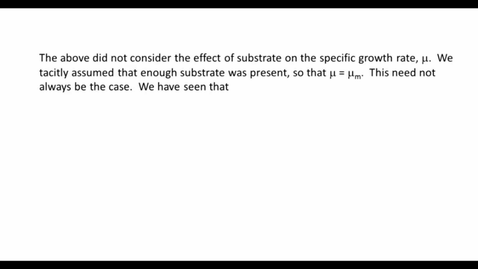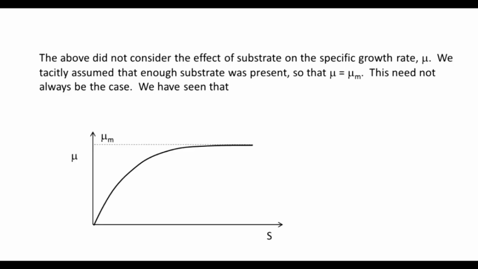The initial analysis, what we have done so far, did not consider the effect of substrate on the specific growth rate mu. We had tacitly assumed that enough substrate was present so that mu equals mu m. In the plot of mu versus S, mu changes when the S changes in the initial stages and then reaches a constant value, an asymptotic value mu m, when the substrate concentration is above a certain level. We assumed that we always had enough substrate so that we were always at mu m for the specific growth rate. This need not always be the case.